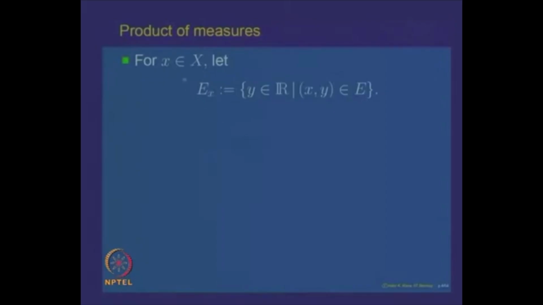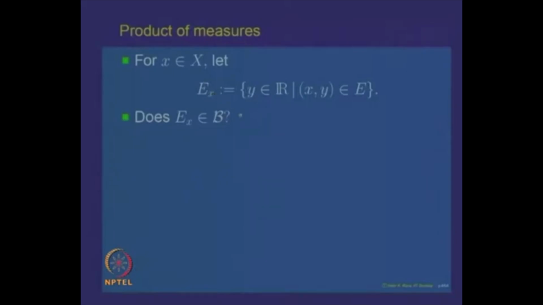For a point x in X, E lower x is a notation used for the set of all points y in Y such that (x, y) belongs to E, and similarly we can define the section with respect to a point y in Y.